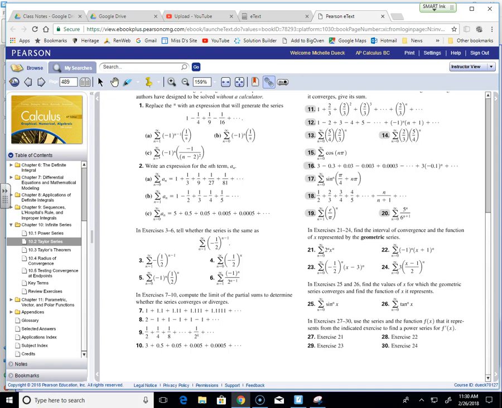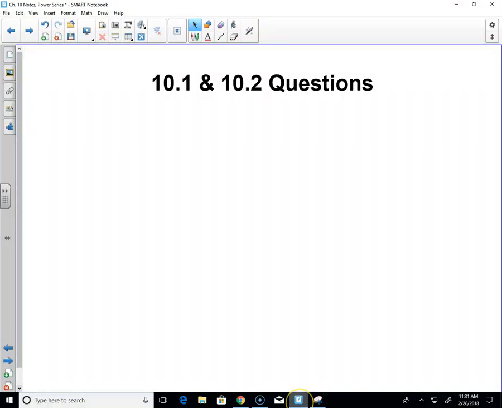Use the series in the original exercises, you're using 21 and 23, and the function it represents from the indicated exercise to find a power series for f prime. So long story short, it says go back and find its derivative. So for numbers 21 and 23, if you were to expand that series, for 27 and 29, help me out, kiddos. This is 10.1.